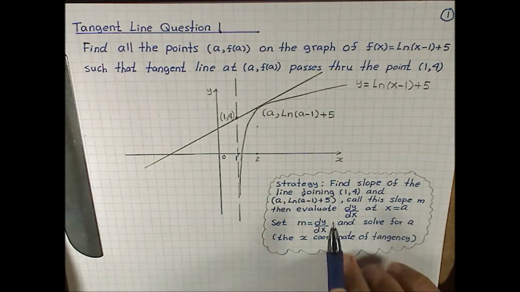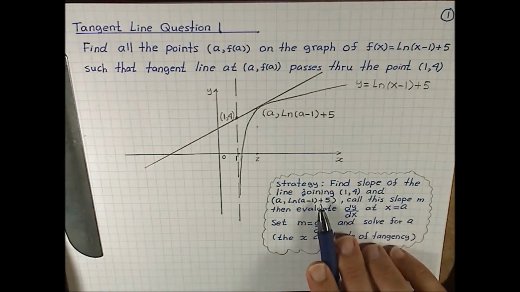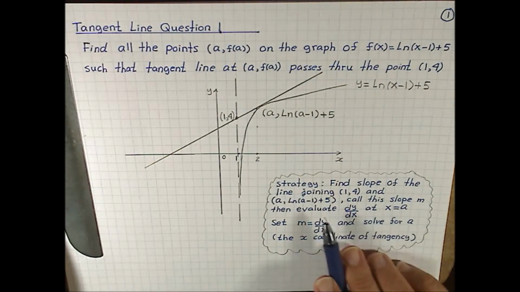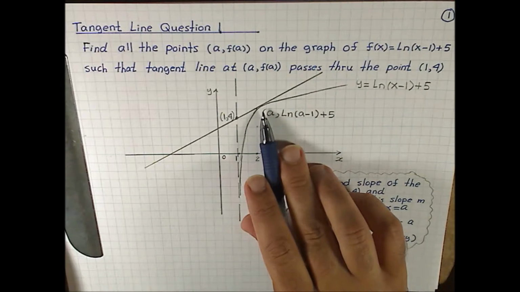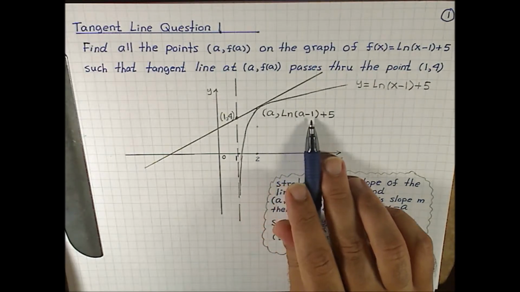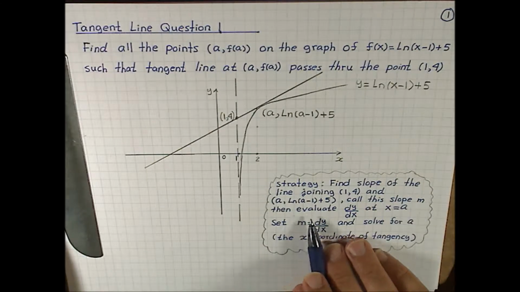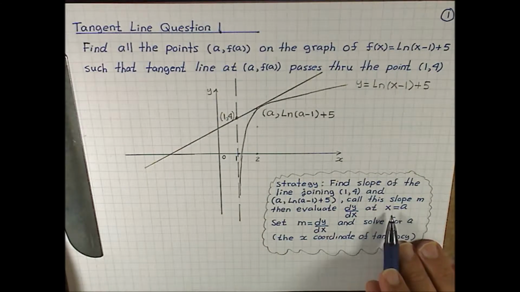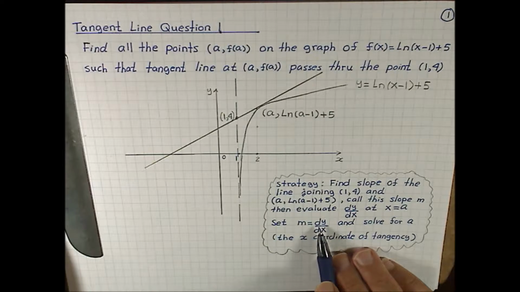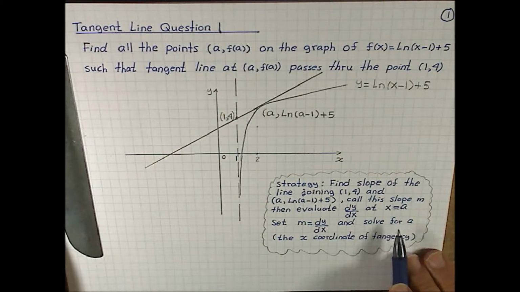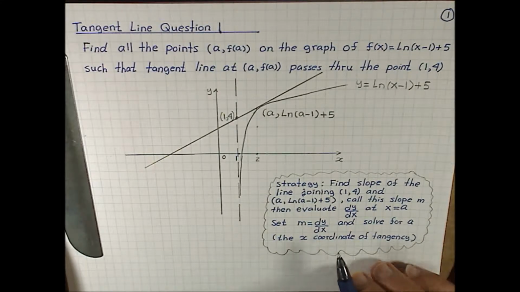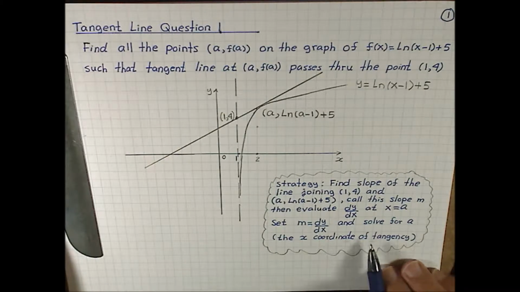Now, the strategy is to find the slope of the line joining 1, 4 and this point here, which is a, log of a minus 1 plus 5. Call the slope m, then evaluate the derivative dy dx at x equals a, set m equals dy dx, and solve for a, because you have one equation, one unknown. And then we'll find the x-coordinate of the point of tangency.